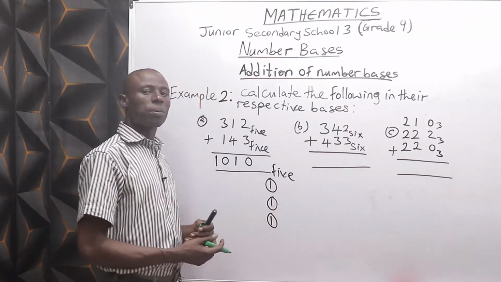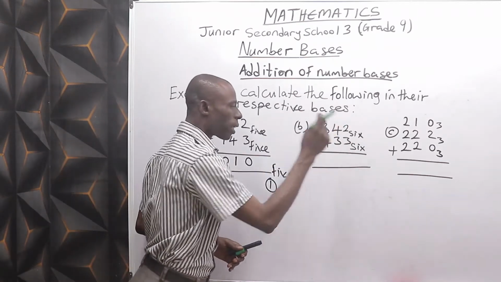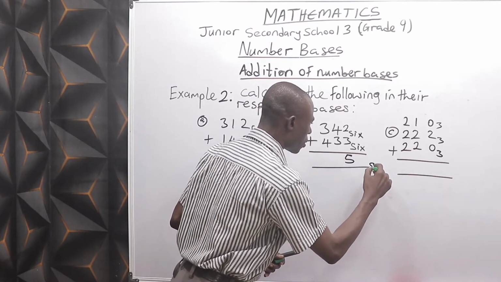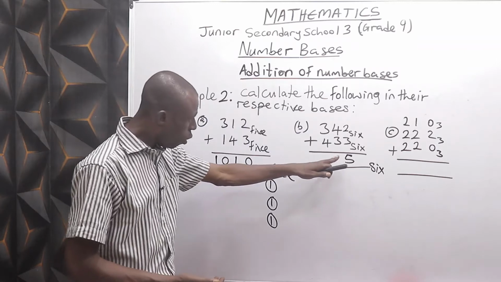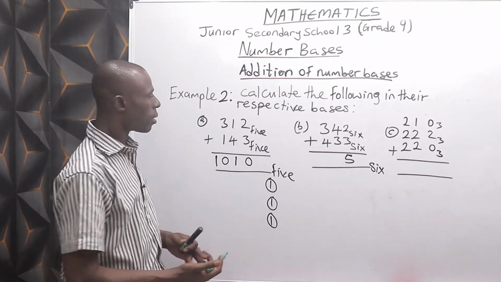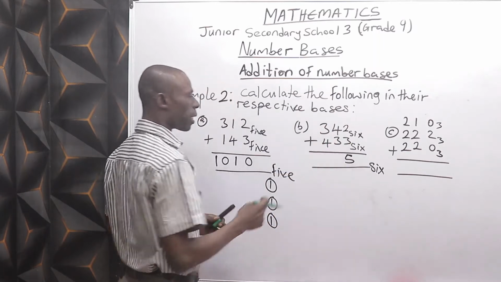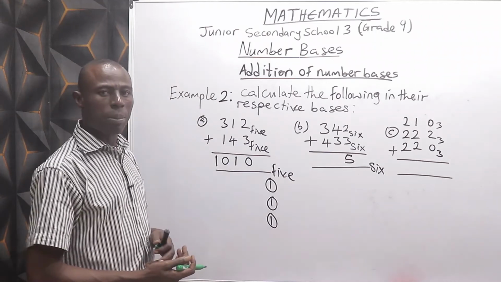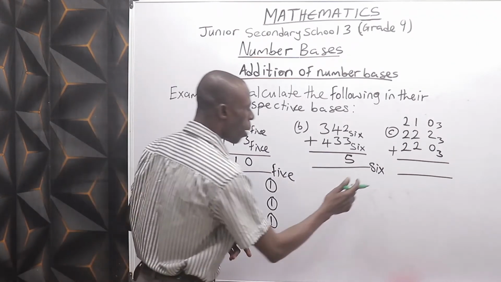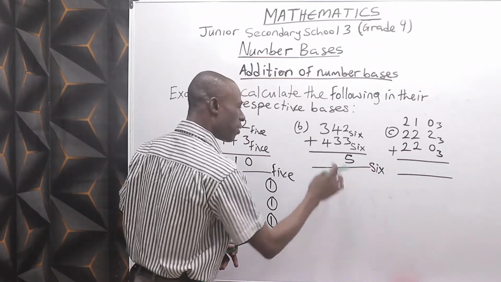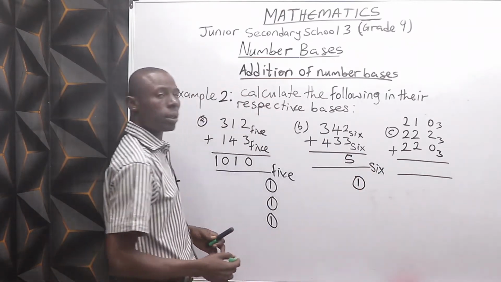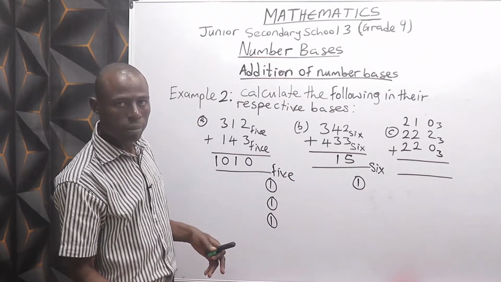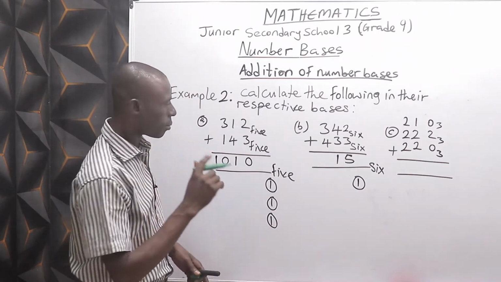Let's consider question B. 2 plus 3, that is 5. We are free to write the 5 straight. Why? It's not up to the base 6 we are operating in. So 4 plus 3, that is 7. You cannot write down 7 because it is in base 6. So how many times do we have our base 6 in 7? That is 1. Remainder 1. When you have 6 in 7 one time, it will remain 1.